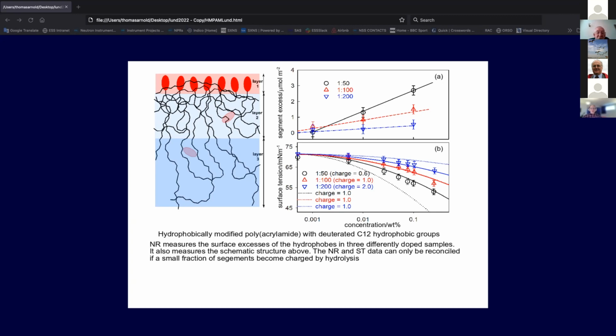If you assume that the charge is uniform, irrespective of the hydrophobic groups, you get the dotted lines. And clearly this indicates, taking the neutrons and the surface tension together, that you've got charged groups. And that means that you can't interpret the surface tension on its own. Okay, back you go.